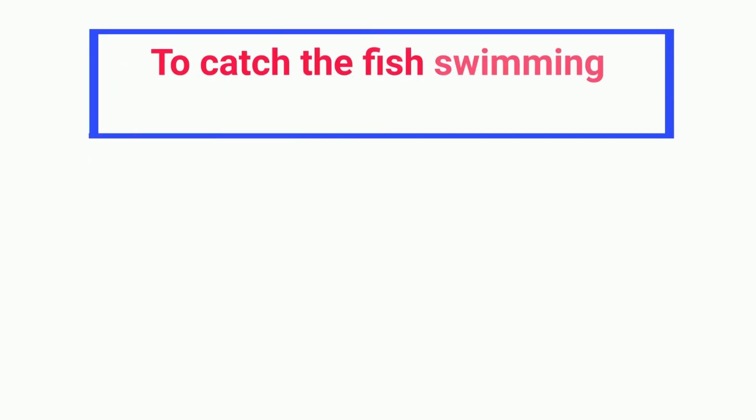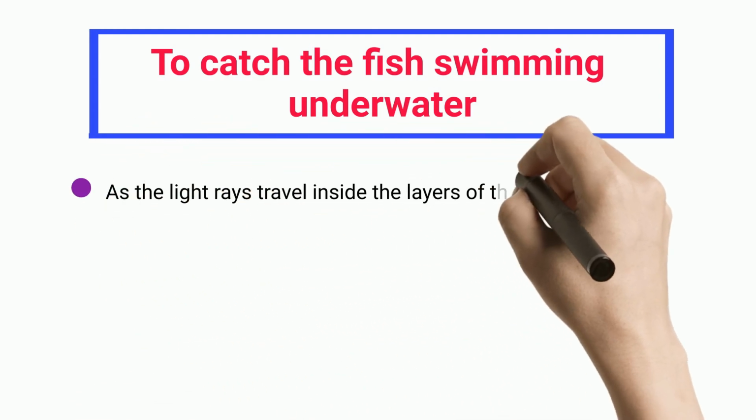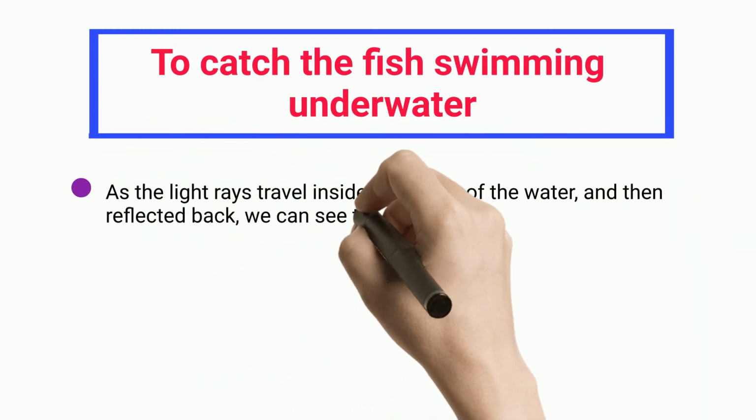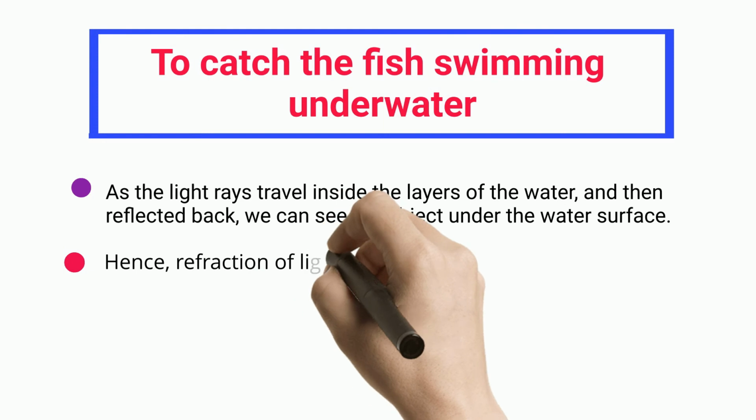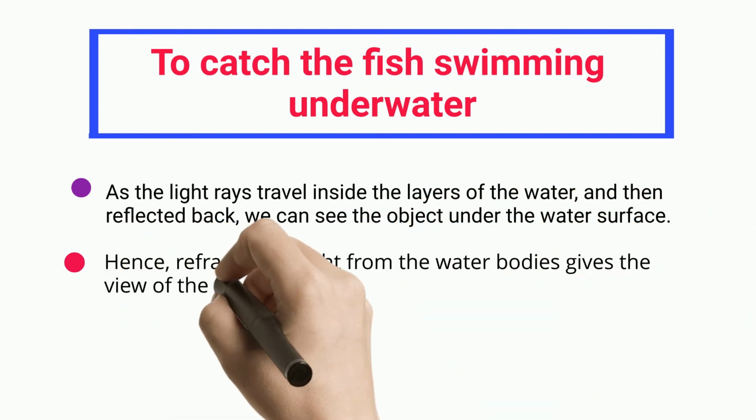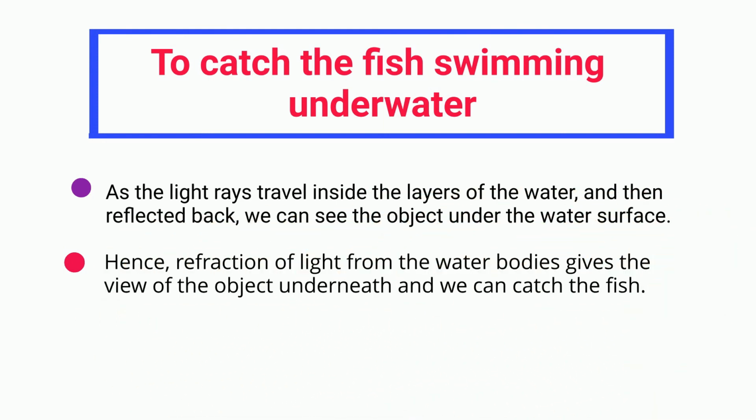To catch the fish swimming underwater. As the light rays travel inside the layers of the water, and then are reflected back, we can see the object under the water surface. Hence, refraction of light from the water bodies gives the view of the object underneath, and we can catch the fish.